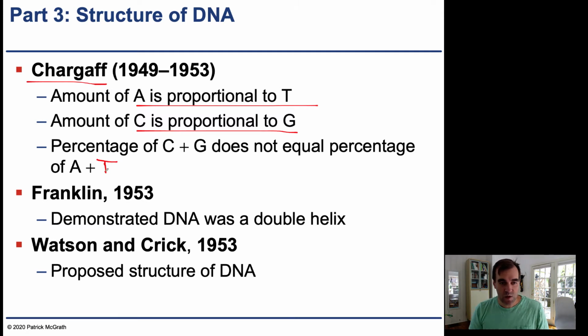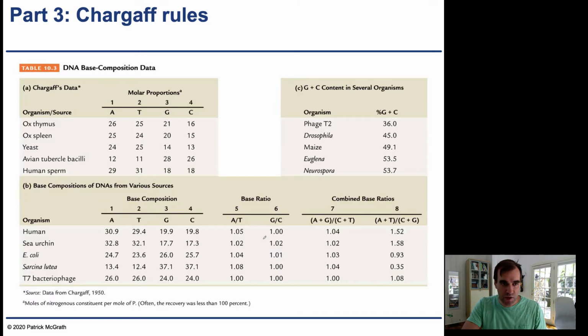And this he was able to infer, and this was a very key set of information that future researchers were able to use to infer the complementarity of DNA. Rosalind Franklin in 1953 did very important experiments looking at the structure of DNA, and was able to demonstrate that DNA was a double helix. And then using this information, Watson and Crick were able to propose a structure of DNA.